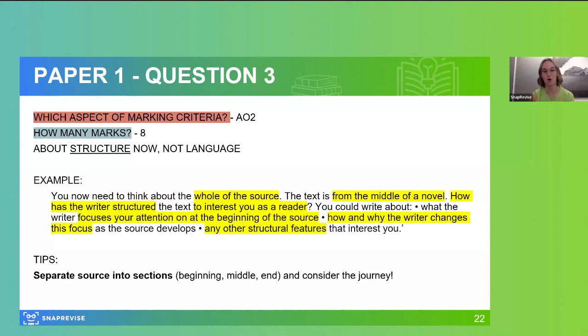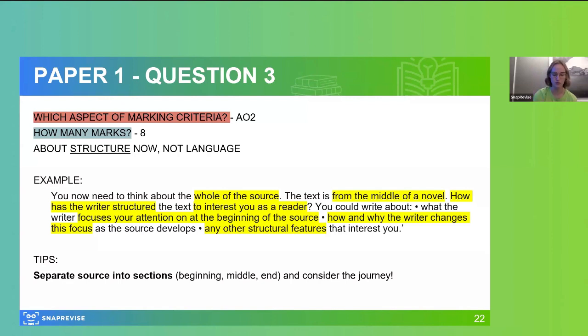Now you need to think about the whole of the source. This text is from the middle of a novel. How has the writer structured the text to interest you as a reader? You could write about what the writer focuses your attention on at the beginning of the source, how and why the writer changes this focus as the source develops, and any other structural features that interest you.